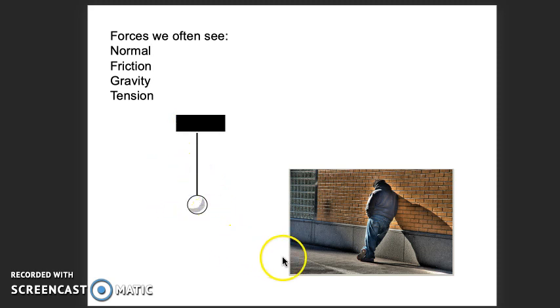Now, a nice hard example is this person who is leaning up against a wall. There are no less than four forces acting on this person. There is gravity, which pulls him down, and there is straight up normal force, which pushes him up. That's the force of the floor pushing him upwards. But there's two other forces.